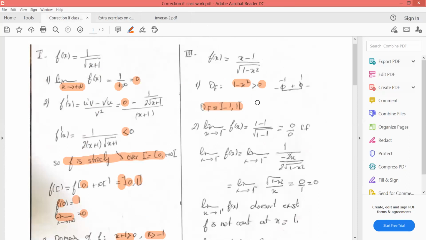Any questions? No. Open bounds. Open bounds, yes. Okay.